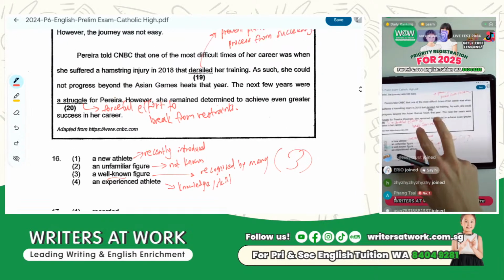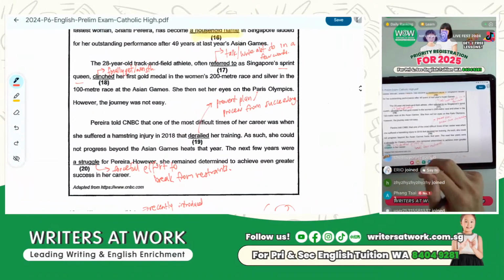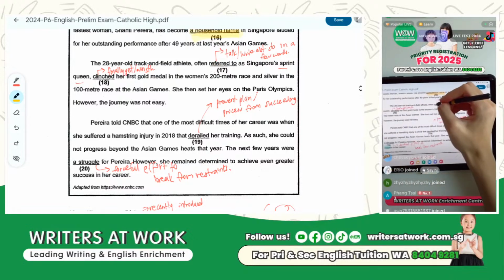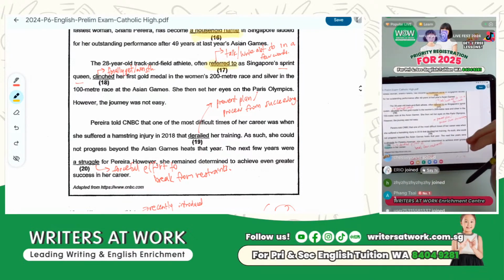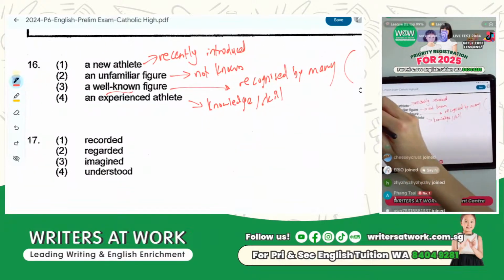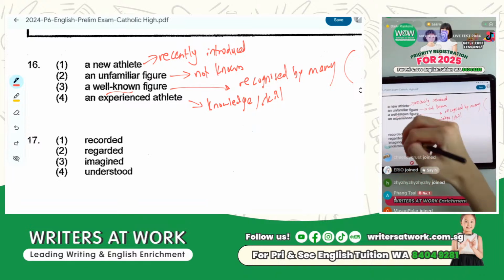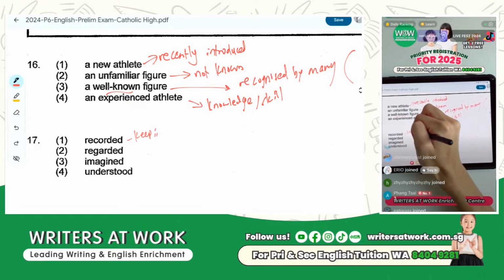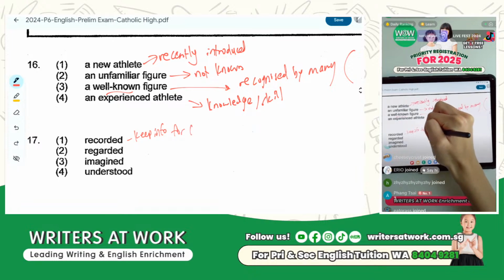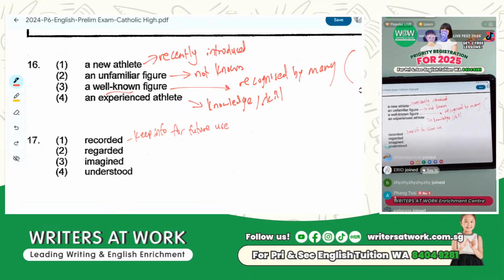Okay, let's take a look at question 17. 17 here is referred to, which means you talk about or you write about someone in a few words. So looking at our options, the first one is recorded, which means that you keep information for future use. So for example, I want to keep the information of my lesson, so I record notes down.